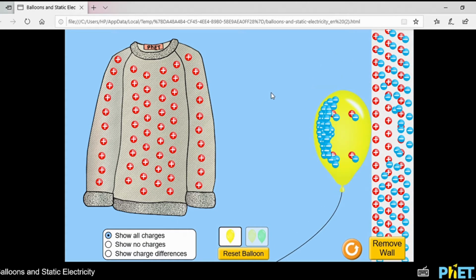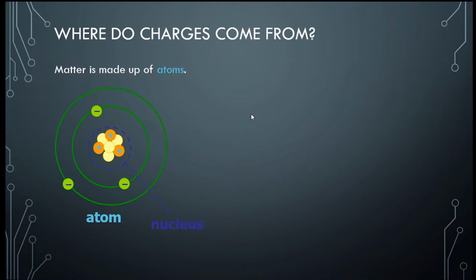So what are charges? Let's go back to the PowerPoint presentation to get to know charges. As you can see in the simulation before, you can see the symbol minus, and plus. What are they? Yeah, they are the part of atom. Do you remember atoms in grade 8? Let us recall what atom is.